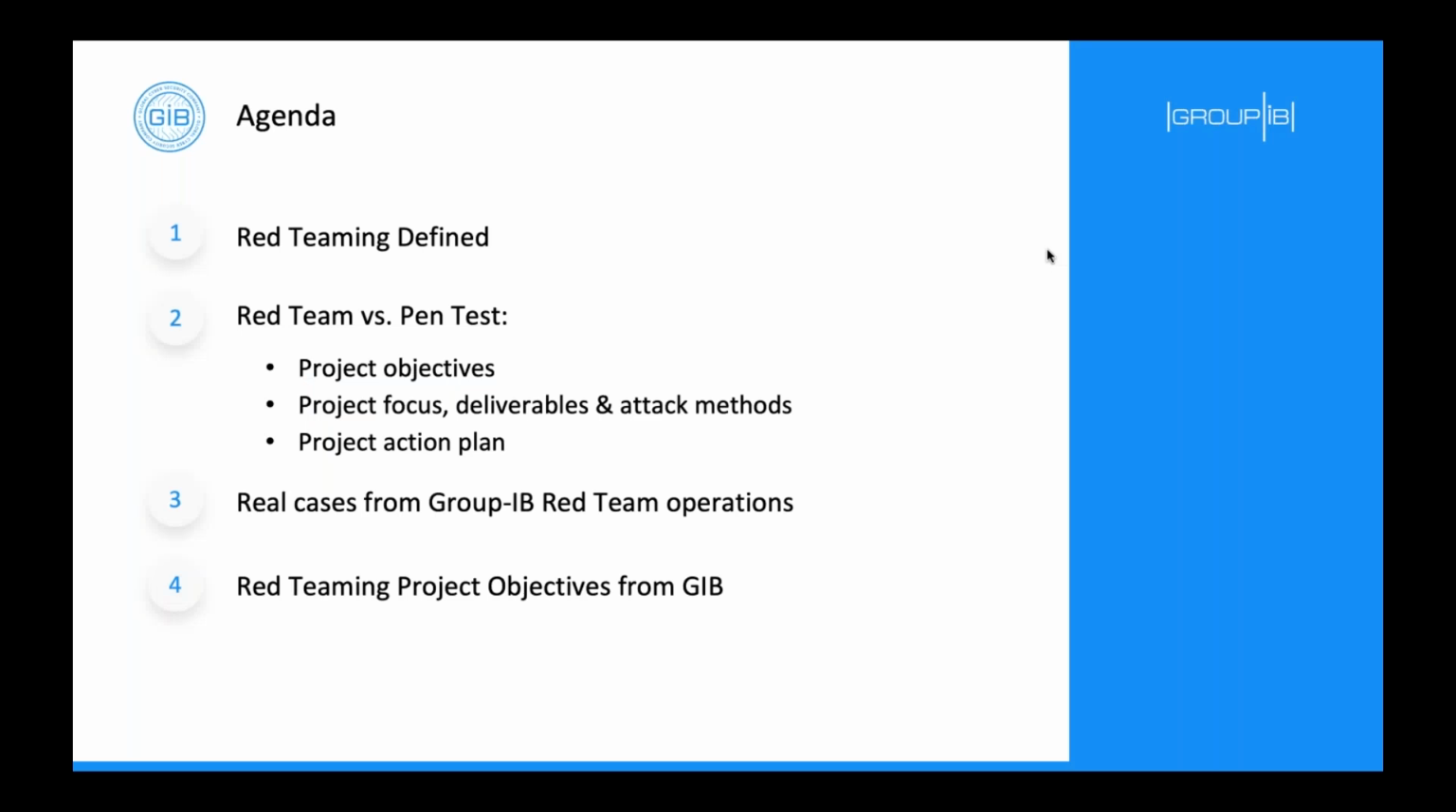So the agenda for today's webinar is to define red teaming, certainly as our offensive security team defines it, and discuss that with how you do as well. We'll also look at the differences between red teaming and penetration testing in terms of the project objectives, the project focus, the deliverables for each of these different projects, and of course the attack methods that may be used. And one of the main differences is of course the project action plan as well. We'll also cover some real cases from Group IB red teaming operations and look at some of the different project objectives, from Group IB's perspective when discussing red teaming operations.